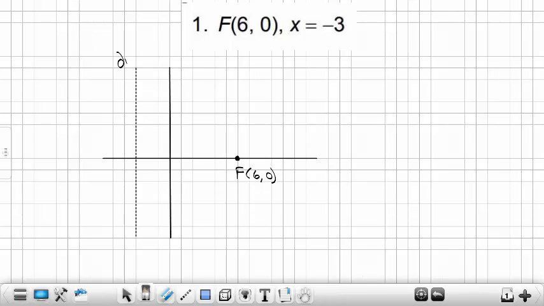So here's my directrix, x equals -3. There's my focus at (6, 0). The distance between the directrix and the focus is 9. So I find the halfway point, which is 4.5. It's 4.5 away from this, and 4.5 away from that. So that gives me my vertex at (1.5, 0).